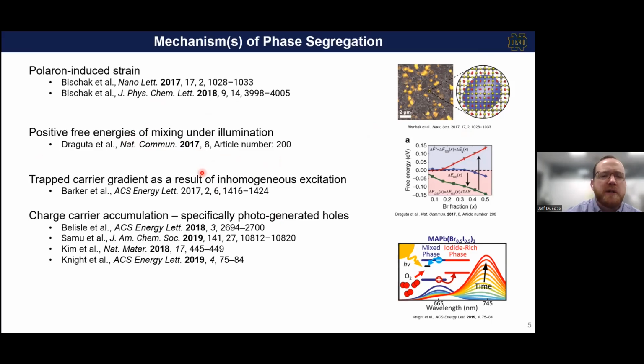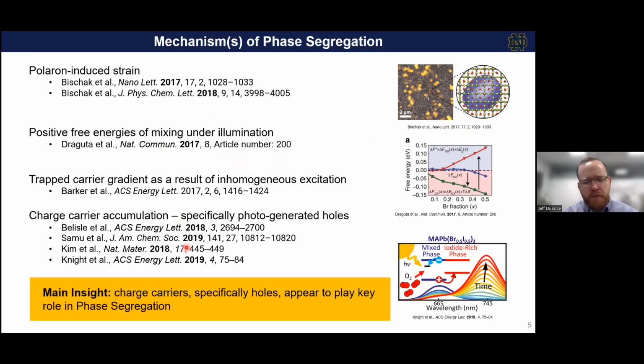But recently, in the last couple of years, there's been a lot of interest in looking at the effect of charge carriers. There have been some interesting results looking at gradients in charge carriers and accumulation of different charge carriers, and how that is impacting this phase segregation process.